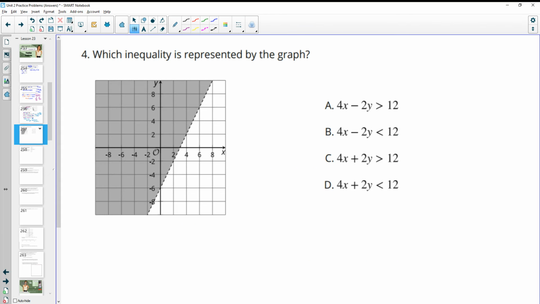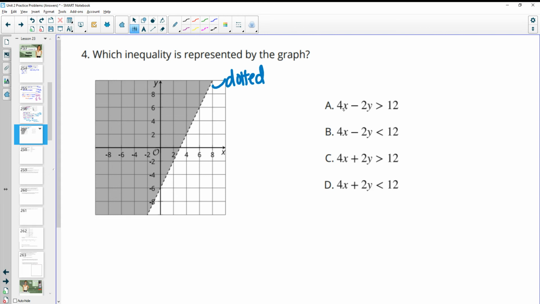Number 4, which inequality is represented by this graph? So one thing I look at is that this is a dotted line, which means that we shouldn't have an equal sign. And so when we look here, we don't see anything with an equal sign under it. So that didn't help us narrow down our answers.